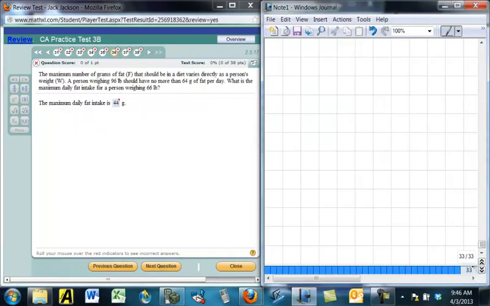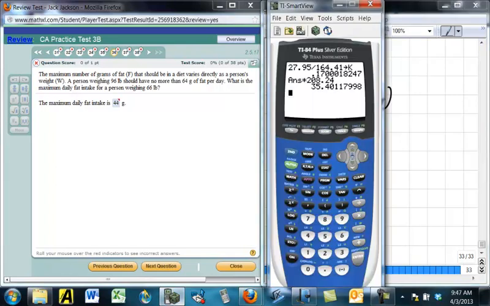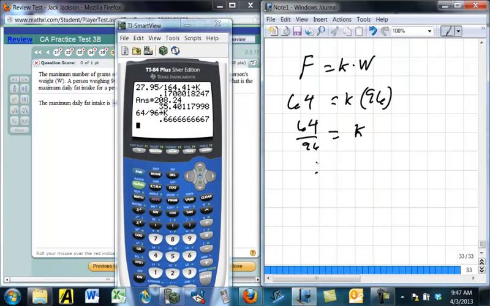Okay, we're almost to the end here. Maximum number of grams of fat that should be in a diet varies directly as a person's weight. Fat equals k times w, weight. Person weighing 96 pounds should have no more than 64 grams of fat. So k equals 64 over 96. Let me do that. 64 divided by 96. Store as k. 0.6 repeating. That's 2/3. So k is 2/3 or 0.6 repeating.